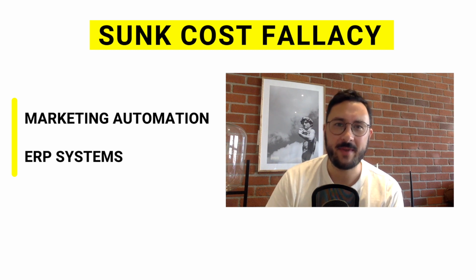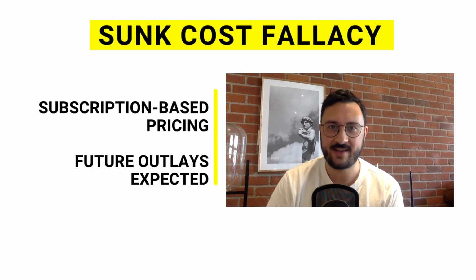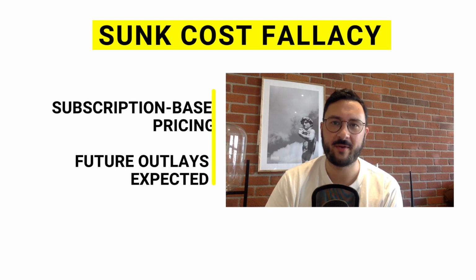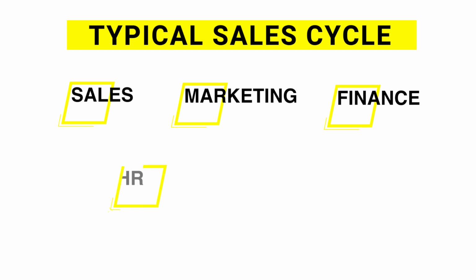Now, I know that this may not be the perfect representation of the sunk cost fallacy, since subscription-based pricing means there are future outlays expected, but in a SaaS world, this is one of the closest variations. What's common, though, is that these are usually significant purchases, not only in terms of money, both upfront and ongoing, but also in terms of people and process. Usually, the whole sales cycle involves many sales, marketing, finance, and HR people, not to mention the IT organization involved in the purchase, operation, and integration of those systems.